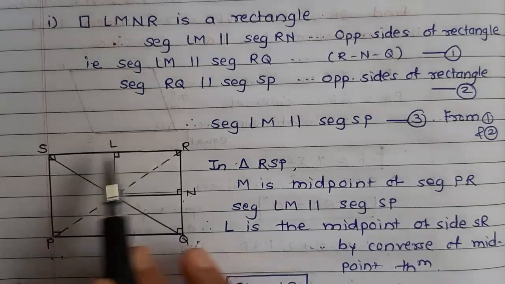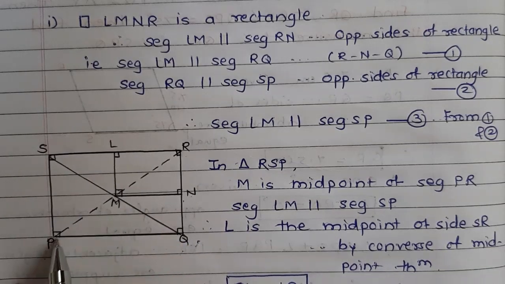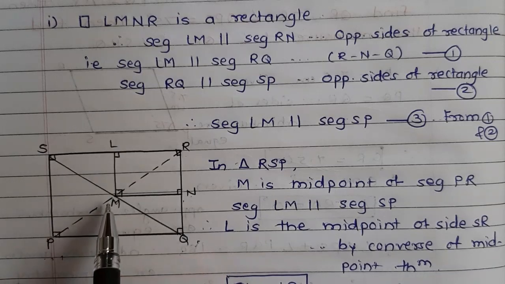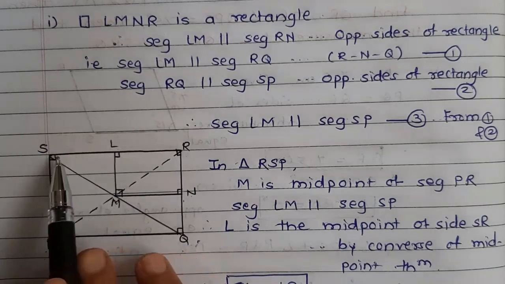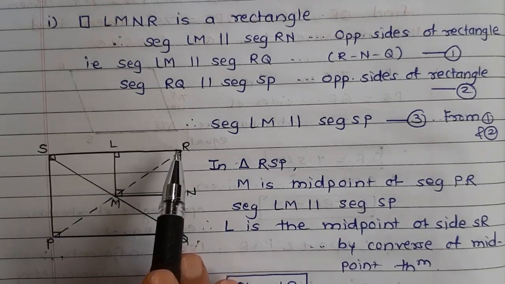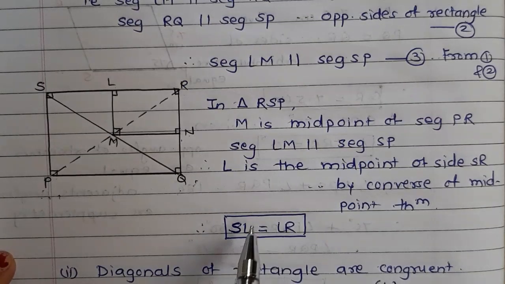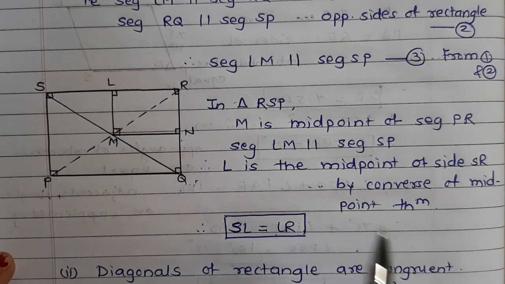Okay, now in triangle RSP, see the triangle RSP. In triangle RSP, M is the midpoint of segment PR, it is given. Then LM is parallel to segment SP, that means L is also the midpoint of segment SR. That is by the converse of the midpoint theorem. So by using this point, we can mention here SL equals LR.